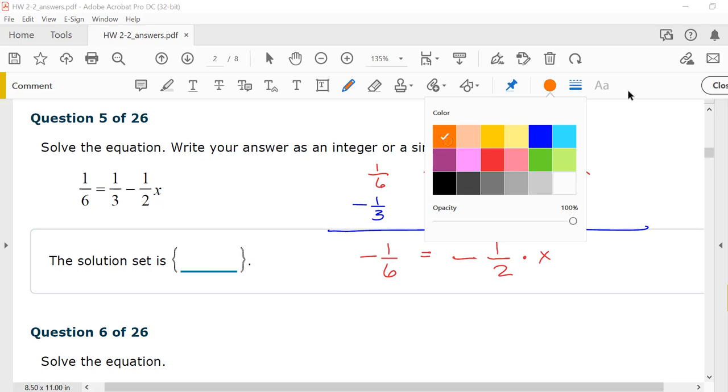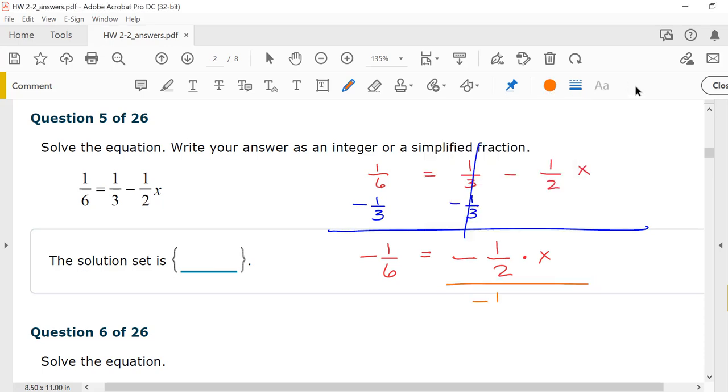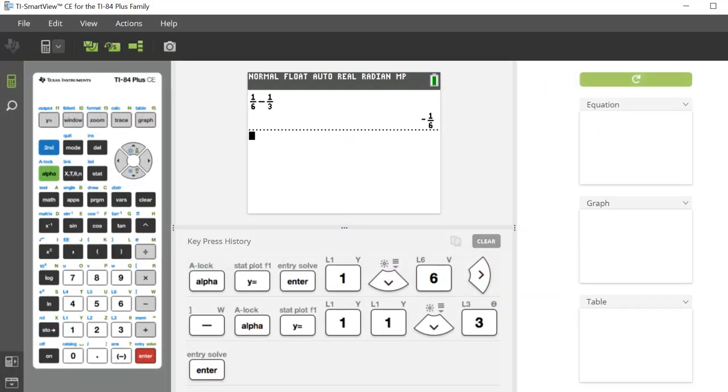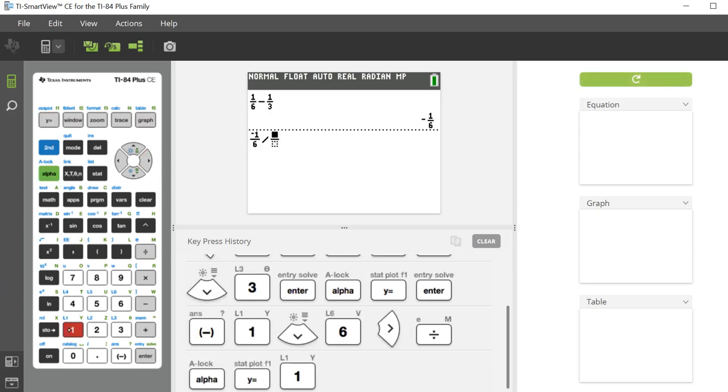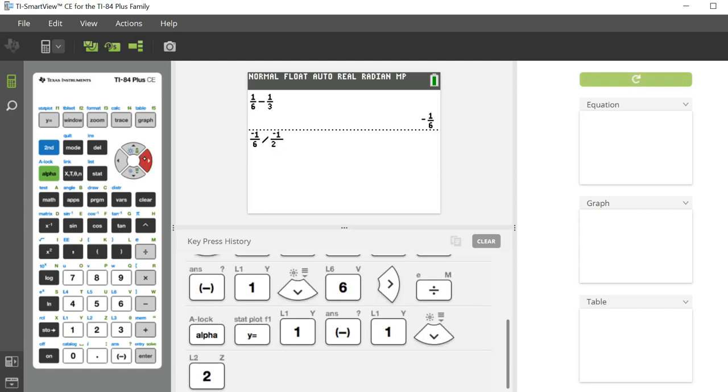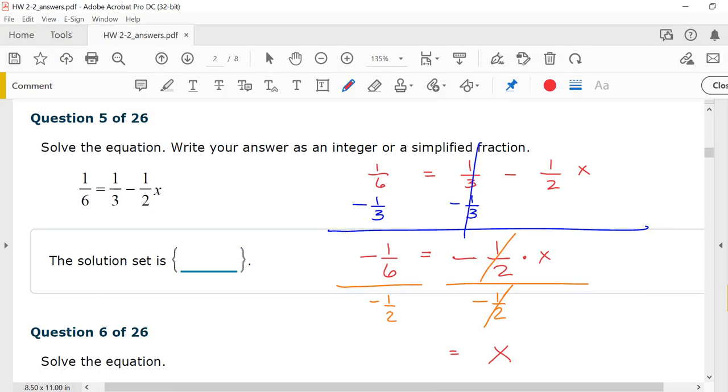To get the x by itself, I need to divide both sides by negative 1/2. Negative 1/2 divided by negative 1/2 is 1. 1 times x is just x. On my calculator, I need to do negative 1/6 divided by negative 1/2. Negative 1/6 divided by negative 1/2 is 1/3. So my solution set is x equals 1/3.